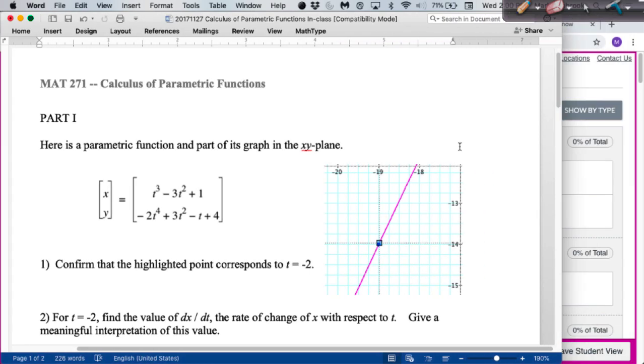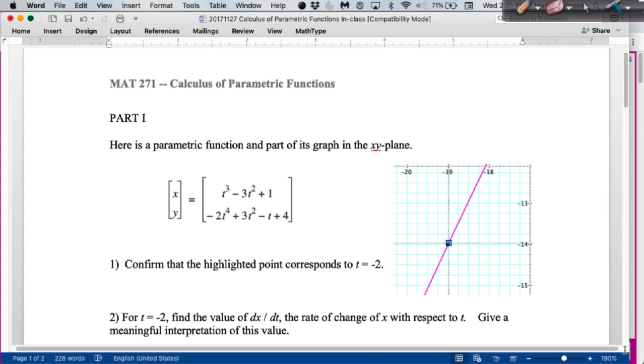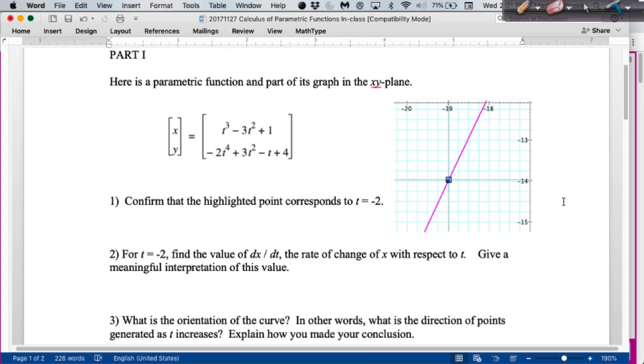Calculus of these parametric functions. So let's just review. What's the idea of a parametric function? What's the idea behind it? For instance, here's a parametric function. This isn't the way you normally write them on your paper, but this is the math line on GC.